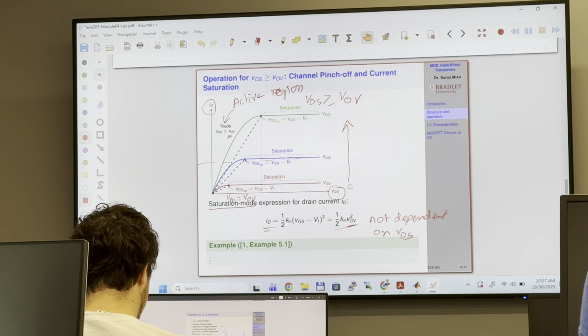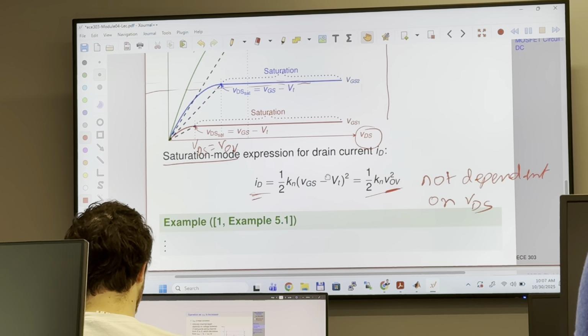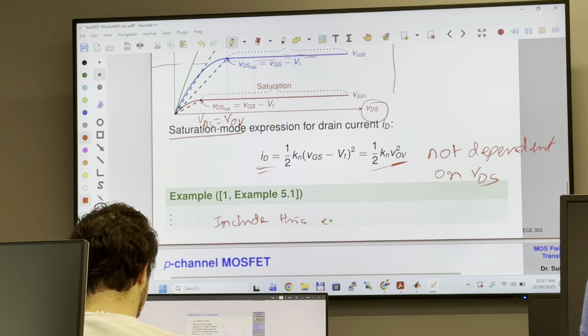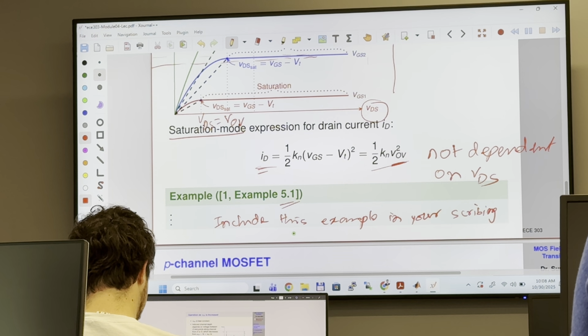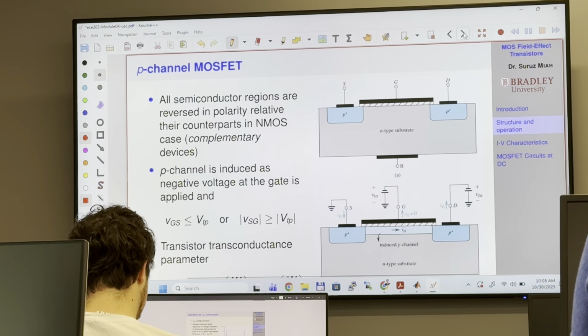Please include this example in the scribing. I will not go through this example. Example 5.1. I will start solving example 5.2.